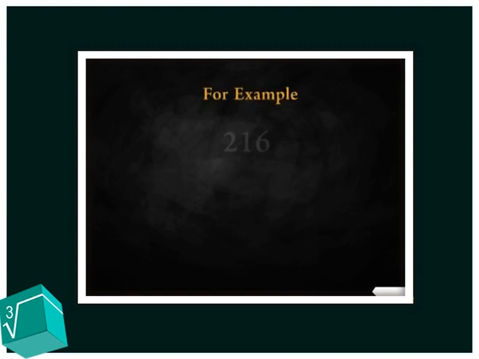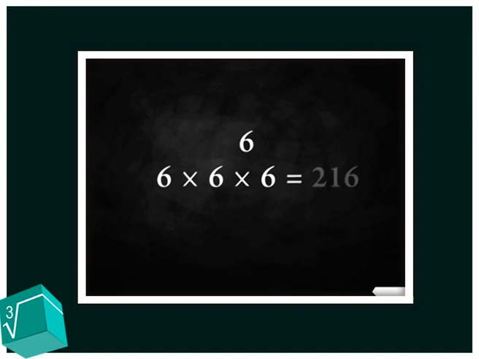Now, for example, we have to find out whether 216 is a perfect cube or not. For this, we have to search for a number which can be multiplied by itself 3 times to give 216. 6 multiplied by itself 3 times gives 216. Therefore, 216 is a perfect cube number because 6 is the exact number of factors.